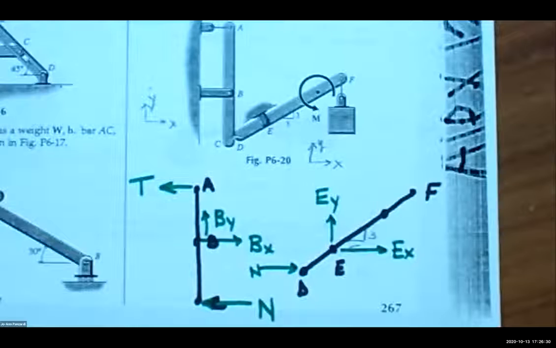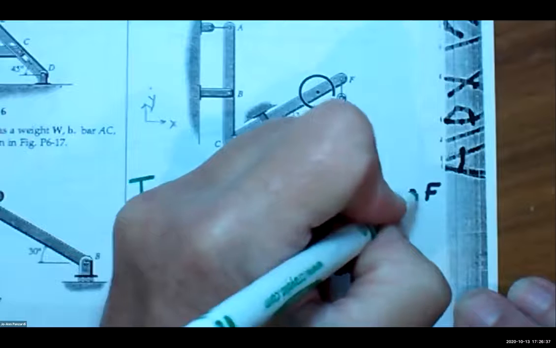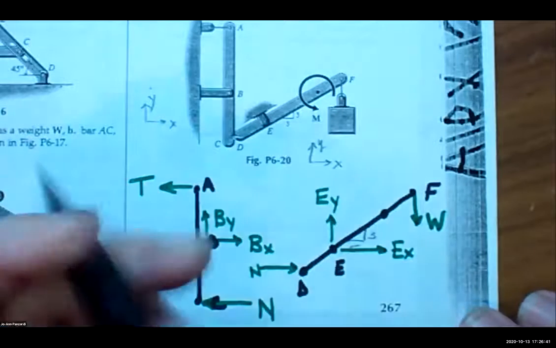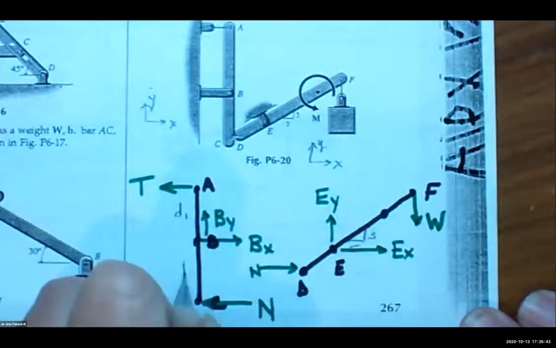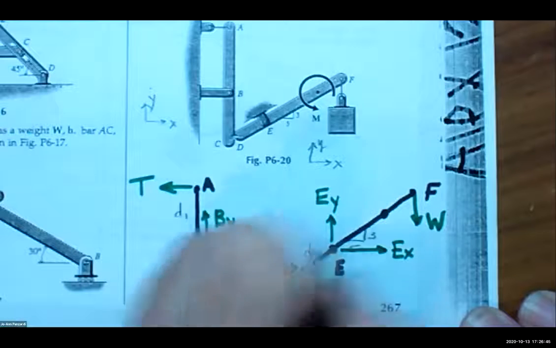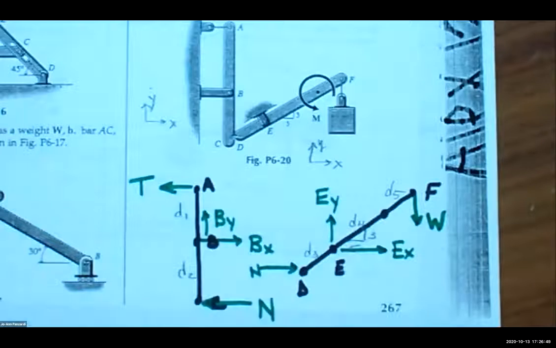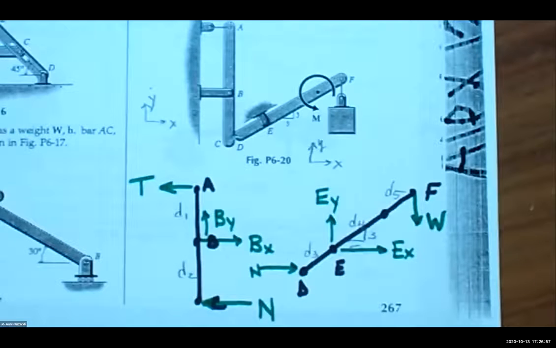No, on the bar DEF. At F, there's the weight. You have the weight at F. And I should put in my distances, distance 1, distance 2, distance 3, distance 4, distance 5. And then there's one more thing, Jack. What else is on here? It looks like there's some kind of moment. There's a moment, correct. In between.